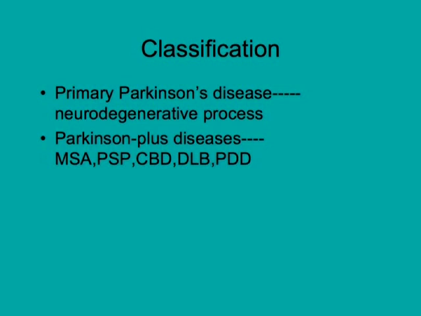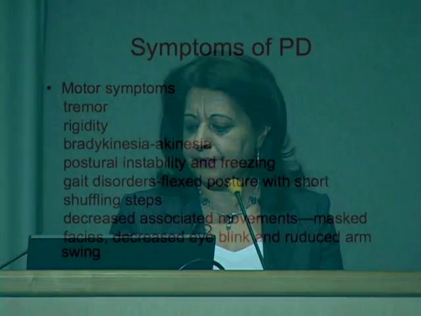DLB is considered as dementia of Lewy body, and PDD is a Parkinson's disease of dementia. So all this CBD, DLB, and PDD, all their patients do have dementia. They have memory problems. They have other features along with Parkinson's disease. So when somebody has Parkinson's disease features, we need to rule out, is it just Parkinson's disease, or are they having other diseases along with Parkinson's.